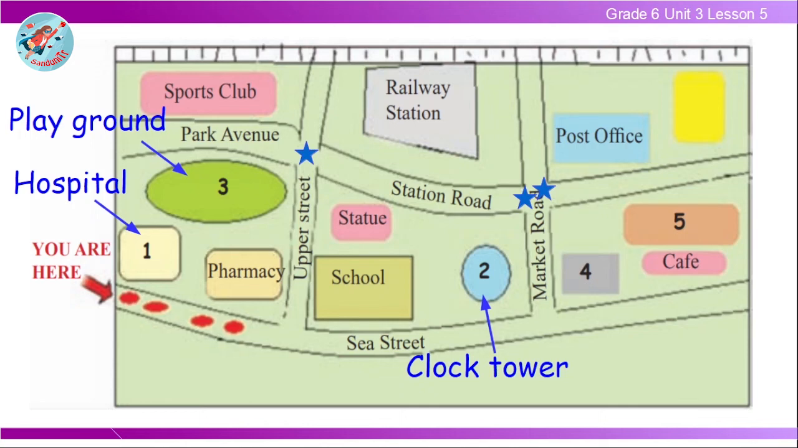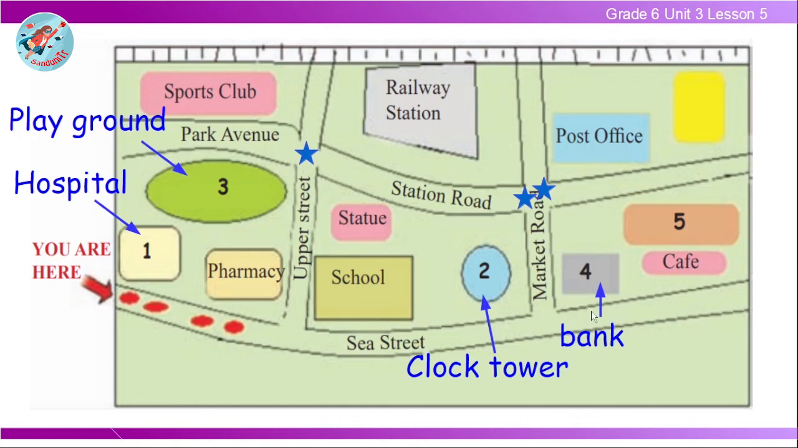Go along the road. You will enter the C street again. Turn left. The first building on your left is the bank. It is number 4. So we can mark the bank as the answer. Here you get another mark.